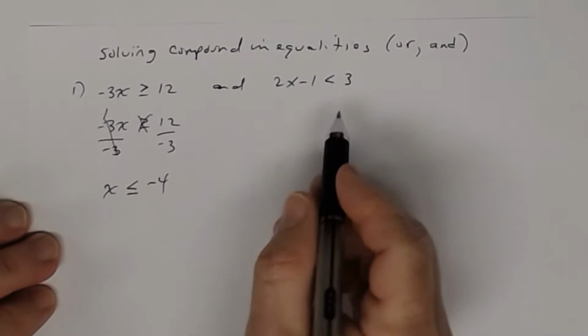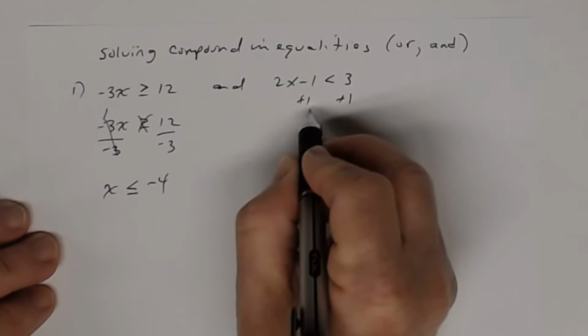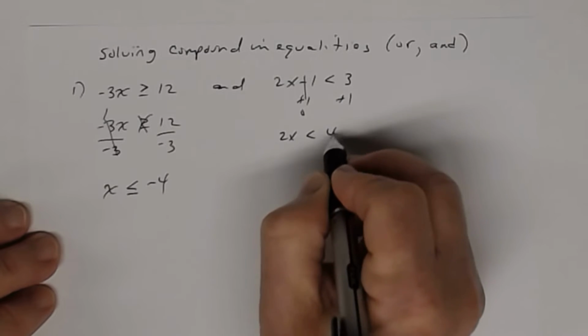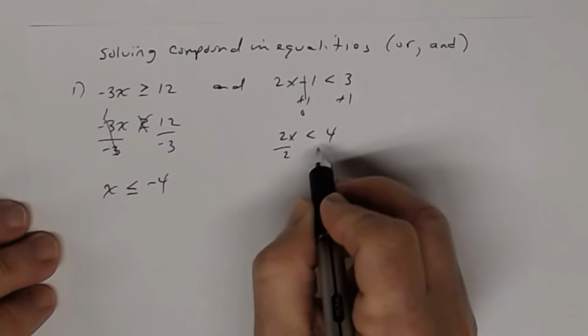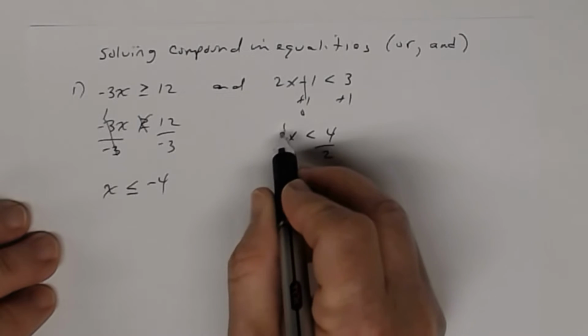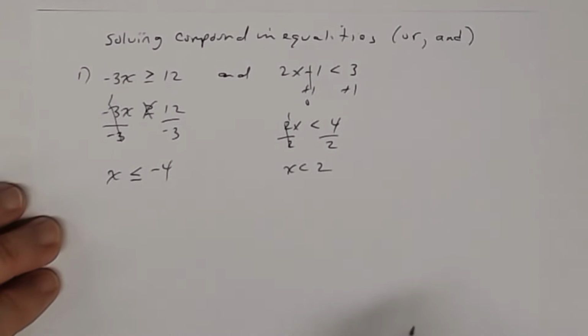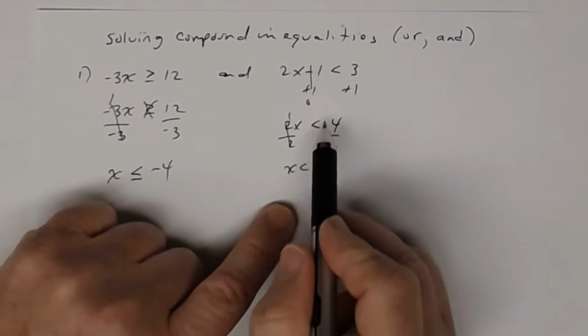Now let's solve for this one. I'm going to add 1 to both sides. When I combine like terms, I get 2x is less than 4. Dividing both sides by 2 and reducing, I get x is less than 4 divided by 2, which is 2. So any real number less than 2 is the solution to this.